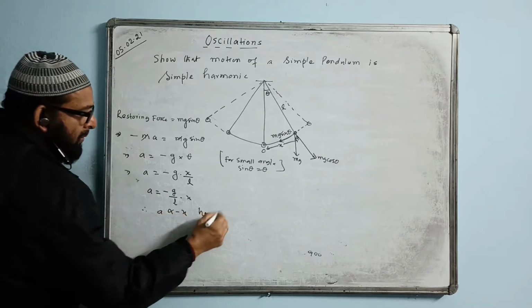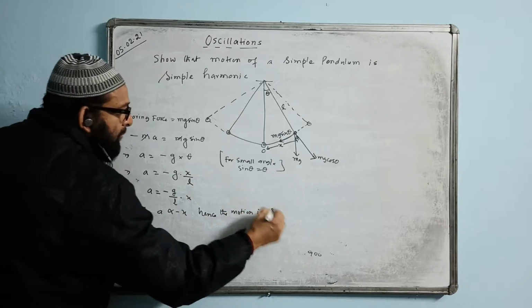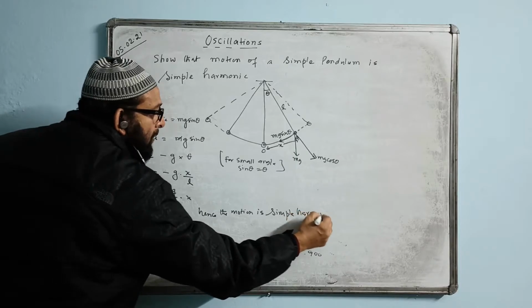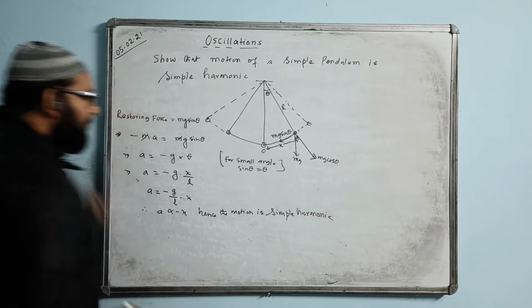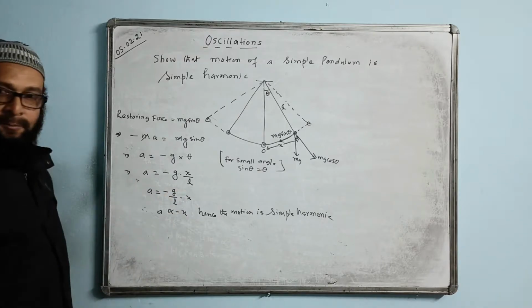Hence, the motion is simple harmonic. We write this: simple harmonic. Motion becomes simple harmonic because this thing, g by L, is constant. So a is proportional to minus x.